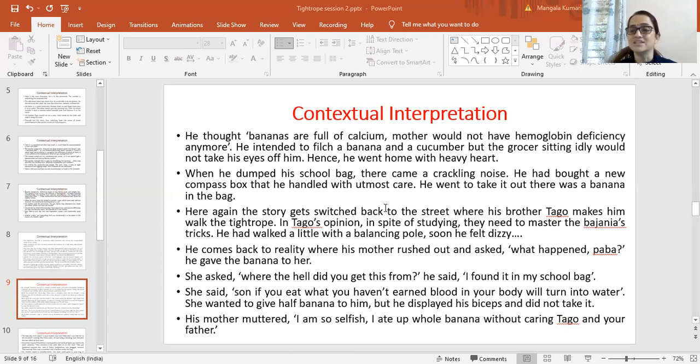Look at the honesty that is there in the poor family. Paba's mother doesn't want Paba to steal anything. She wants him to be honest in his earning.